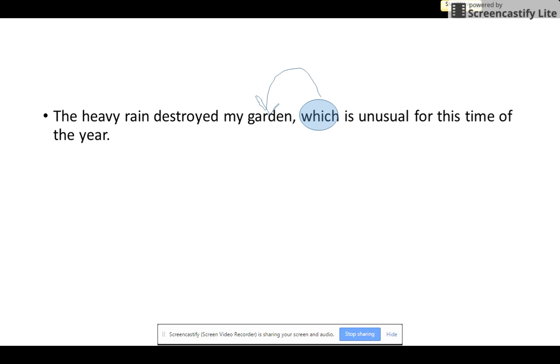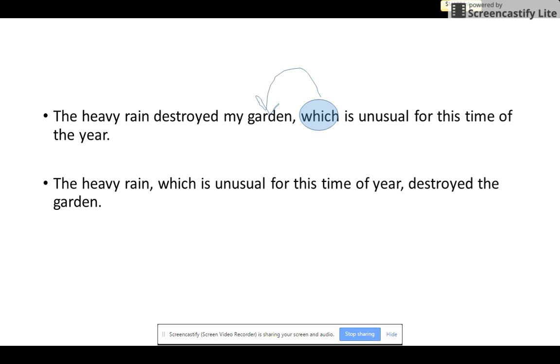This is a vague sentence because it makes it sound like we're talking about a garden, which is unusual for this time of year. What the author really means is the heavy rain, which is unusual for this time of year, destroyed the garden. So again, notice how we have that one pronoun, that which. Now it's next to rain, and now this sentence makes sense.